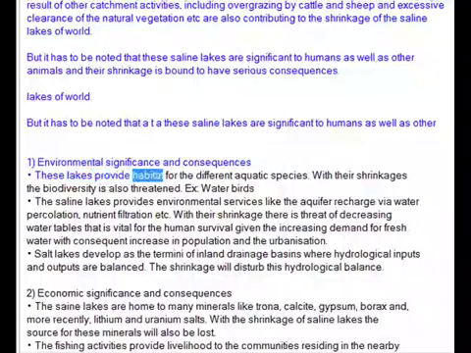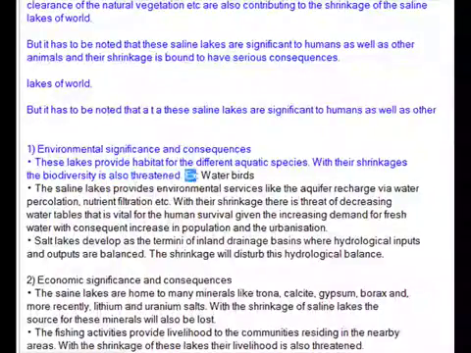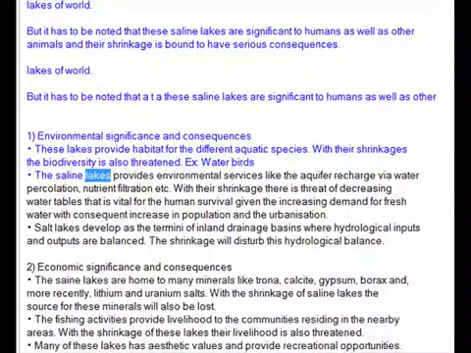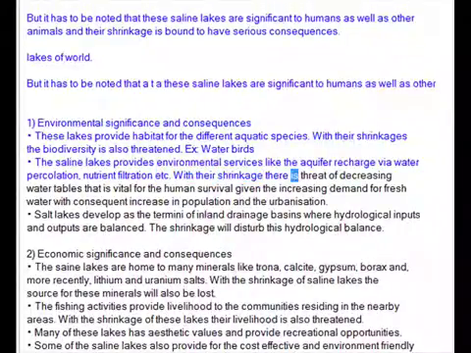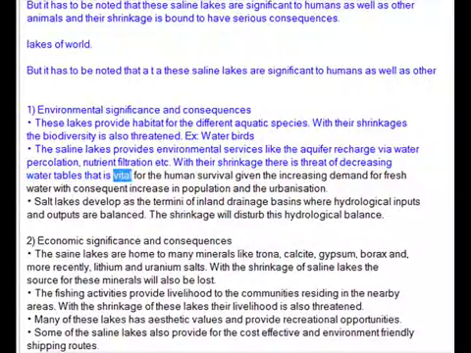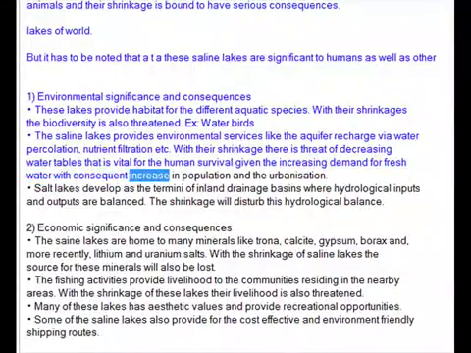These lakes provide habitat for different aquatic species. With their shrinkage, the biodiversity is also threatened. E.g., water birds. The saline lakes provide environmental services like aquifer recharge via water percolation, nutrient filtration, etc. With their shrinkage, there is a threat of decreasing water tables that are vital for human survival given the increasing demand for fresh water with the consequent increase in population and urbanization.